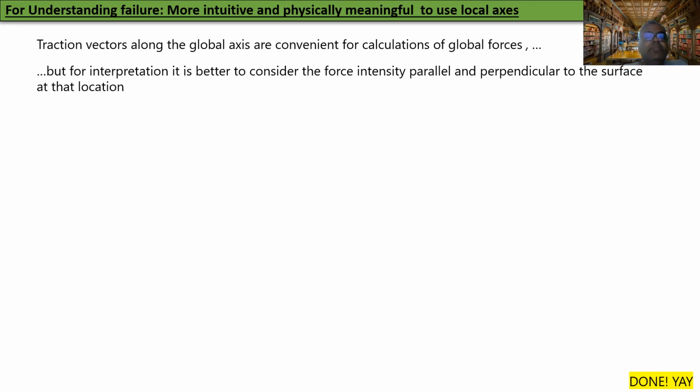What do I mean? For interpretation of what the forces mean, it is better to consider the force intensity parallel and perpendicular to the surface at each location. You don't have to do it. You can always put the force intensity as a function of x and y. I told you it's a vector, no? So FEA packages will just use it as a function of x and y. They will never do that in parallel and perpendicular unless you come to some boundary and something like that. Okay.